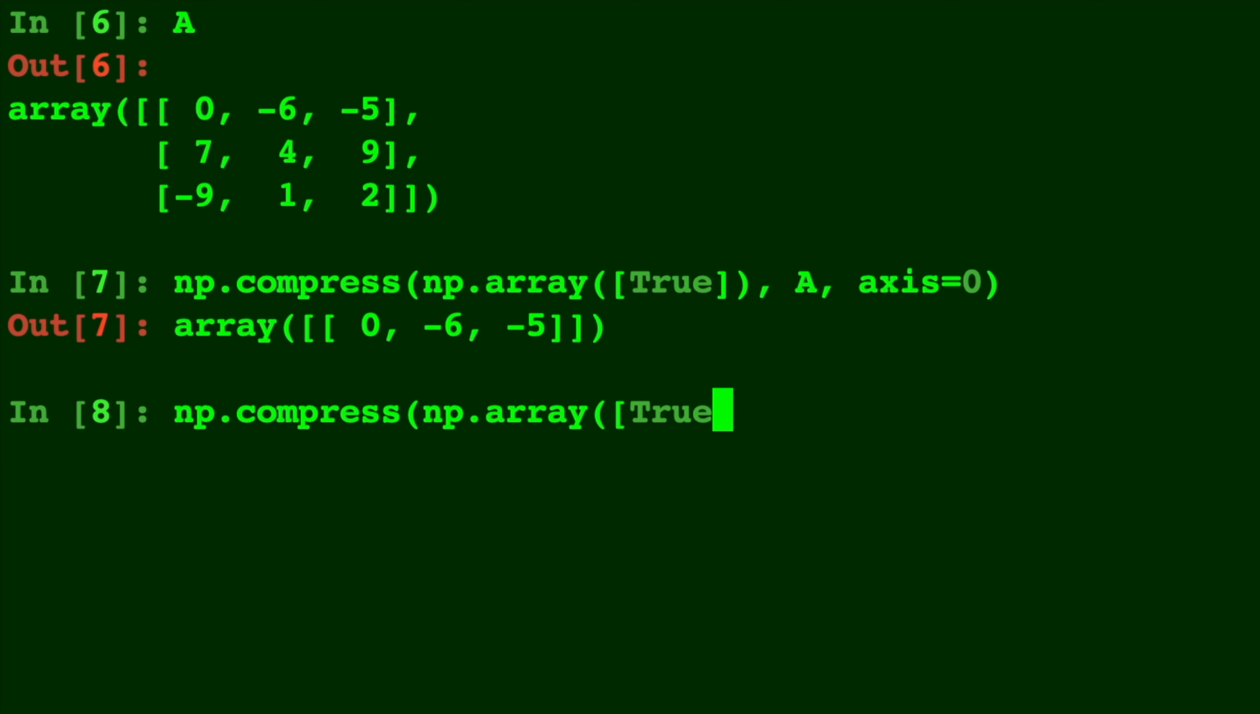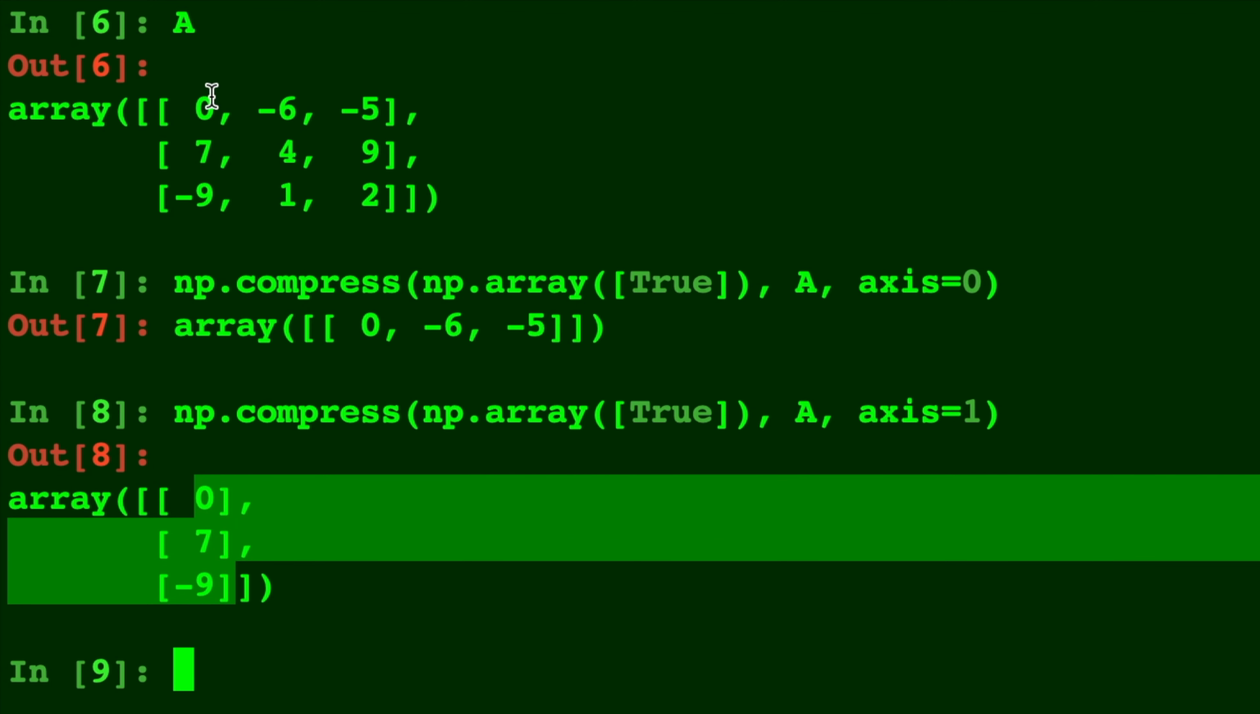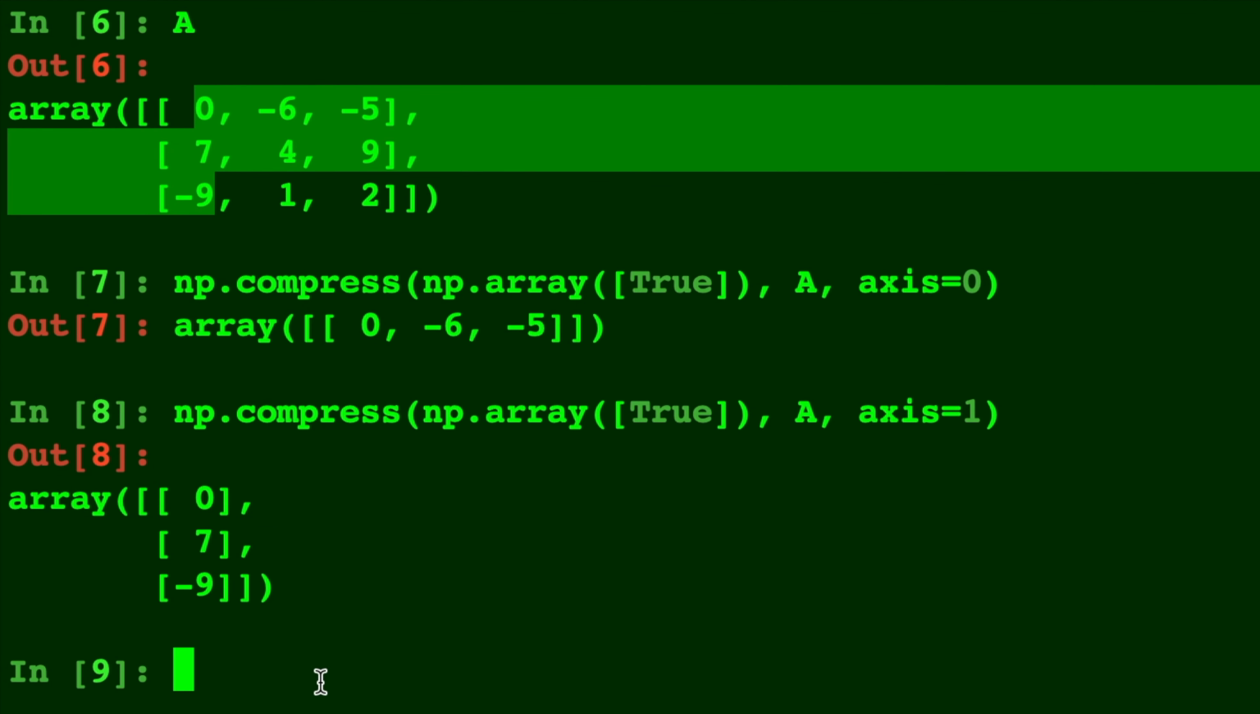Next, we'll do the same thing, give it A, but this time we'll do axis equals 1. Axis equals 1 corresponds to the columns. So there we have our first column since we gave it only one truth value.